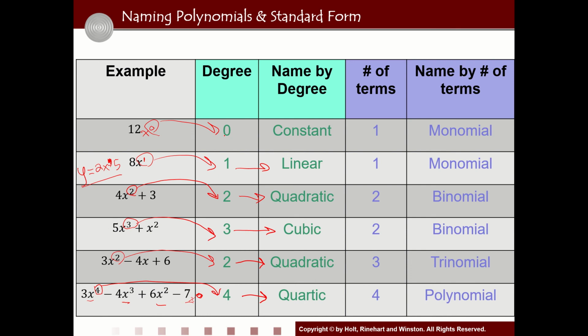And up here, a degree of 0 is constant. Well, think about that. If I have 12 with no variable, just a number 12, we call a number without a variable a constant. It doesn't change. There's no variable to make it vary. It stays 12. It is constant. Okay, so that is how we figure out the degree of the polynomial and the name.